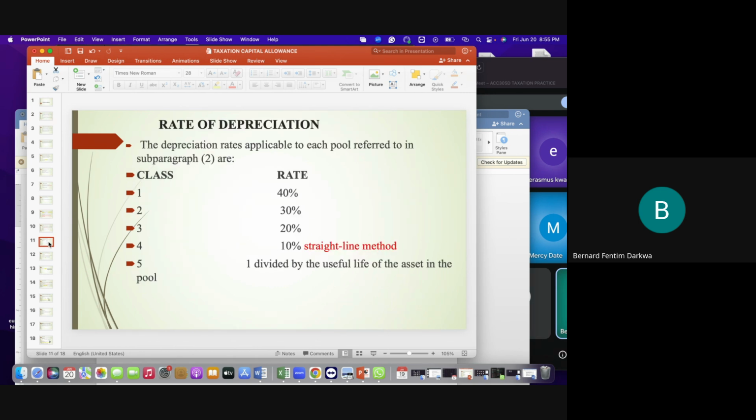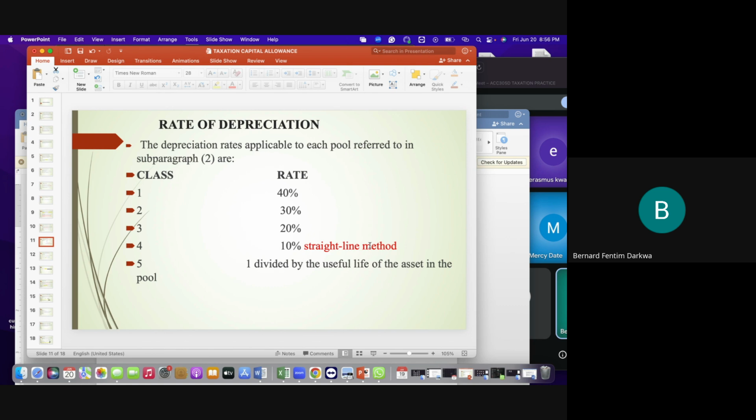There is a rate of depreciation for each class. Class 1 assets are 40%. Class 2, we have 30%. Class 3, 20%. And class 4, 10% straight line. And class 5 is 1 divided by the useful life. I might say that these percentages are not given, so you are going to remember all of that. In exams, the question will come.